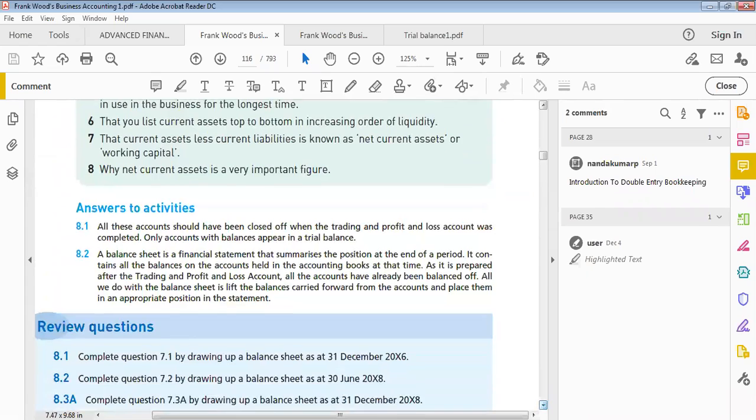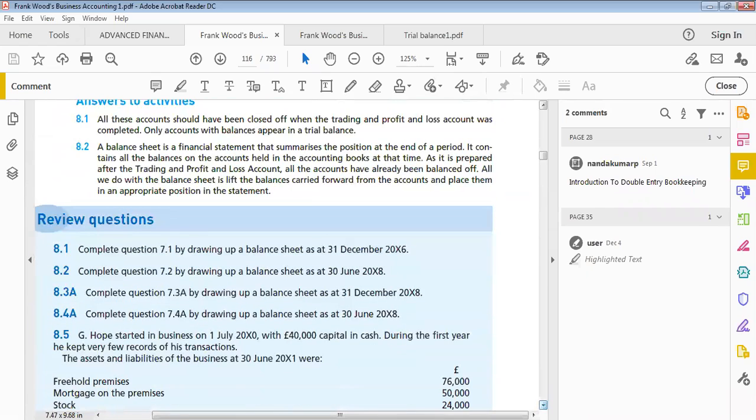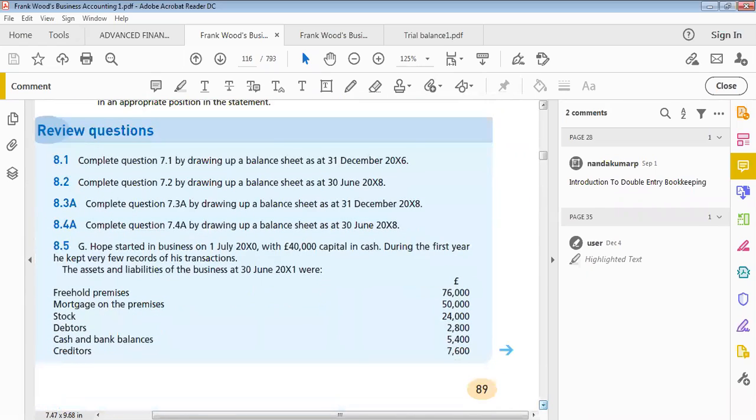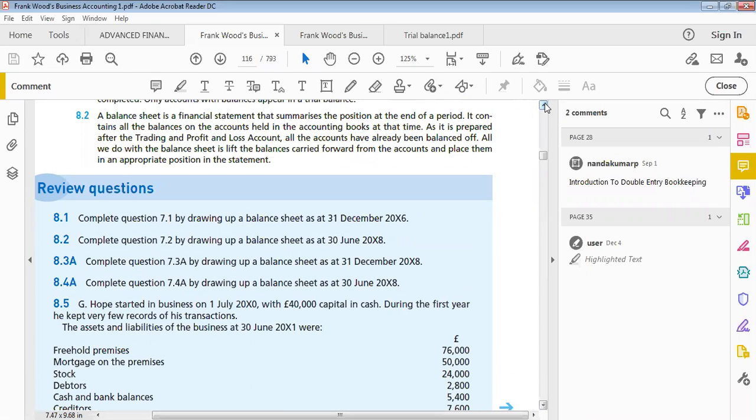So we'll look at a question now. All right, so look at this one. You must complete question 7.1 by drawing up a balance sheet as of December 31, 2006. Let's go back to it. We did it last class, so we're going to go back to it again now.